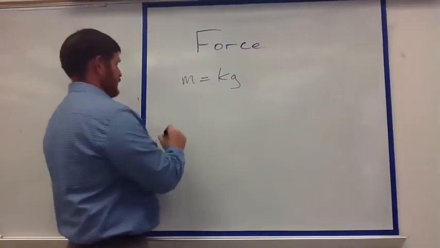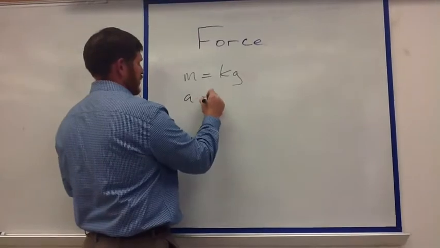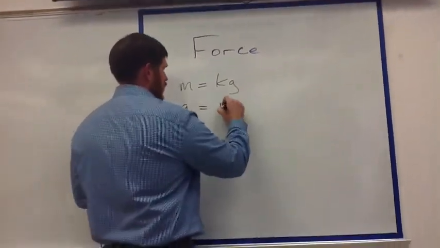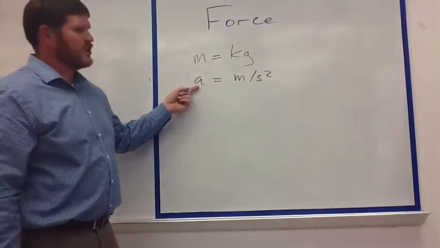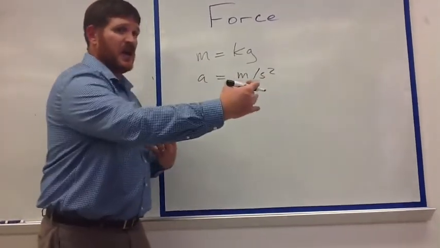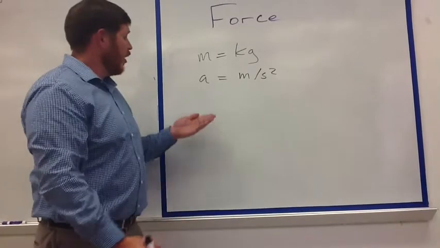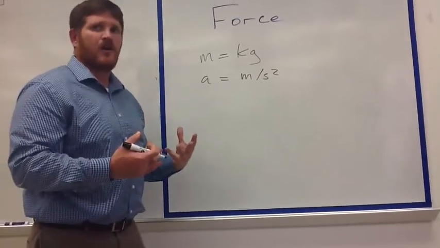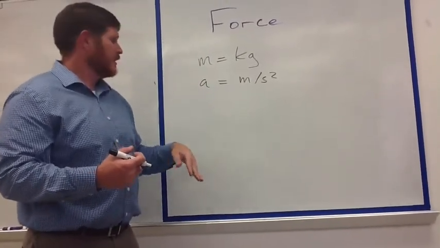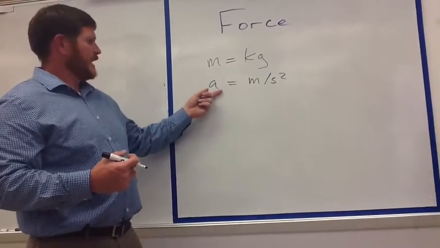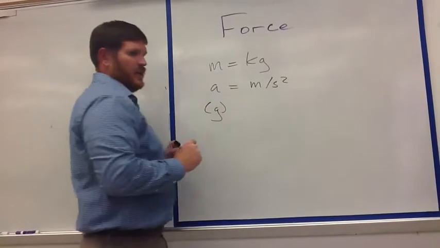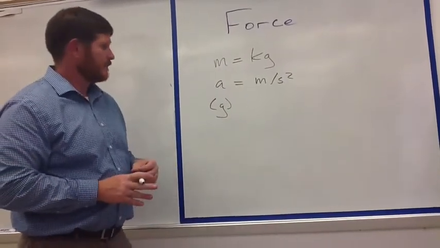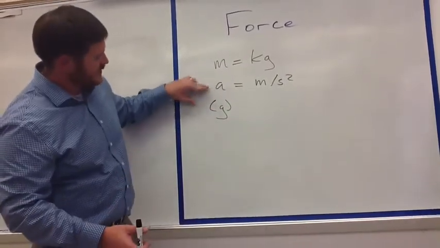Now, acceleration is going to be meters per second squared. Now this could be several different things. I could be just talking about accelerating, like I'm accelerating an object through a distance, or I could be accelerating by free fall. So I could be dropping an object. So this could either be a, or occasionally you'll see it as g for gravity. We're dropping something. But we're just going to deal with it as a for now.